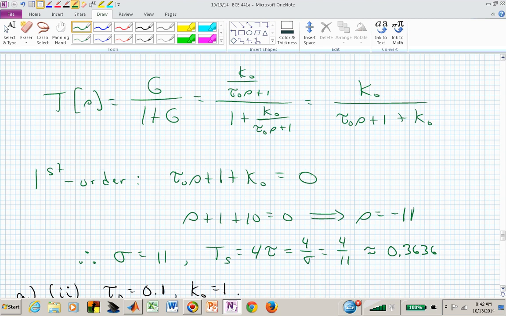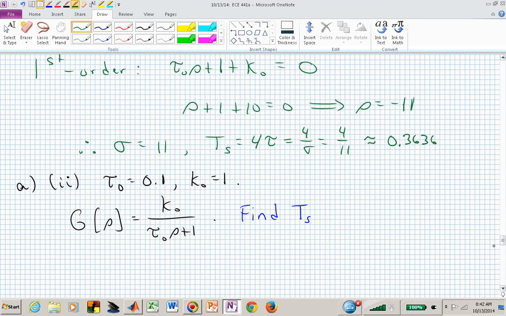Now let's try it again. Find the settling time now. Now we've reduced the gain and we've reduced the time constant. Time constant now is 0.1 and the gain is 1. These are the open loop transfer functions. Hint: again, this is G of s, and we want the closed loop 2% settling time.